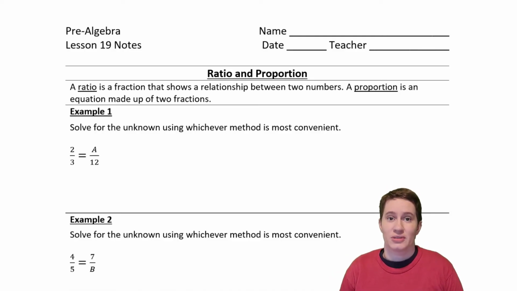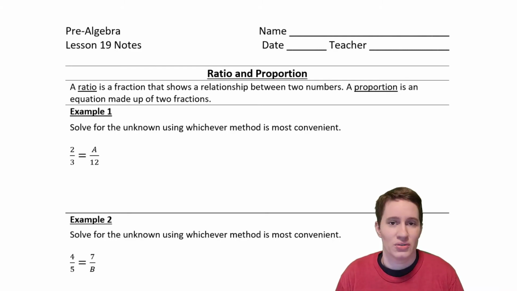This is for pre-algebra using the Math UC curriculum, and in today's lesson we're going to talk about ratio and proportion. This is lesson 19 in Math UC. So let's first talk about what those two words mean, ratio and proportion. Ratio is one of the words we use in place of fraction.